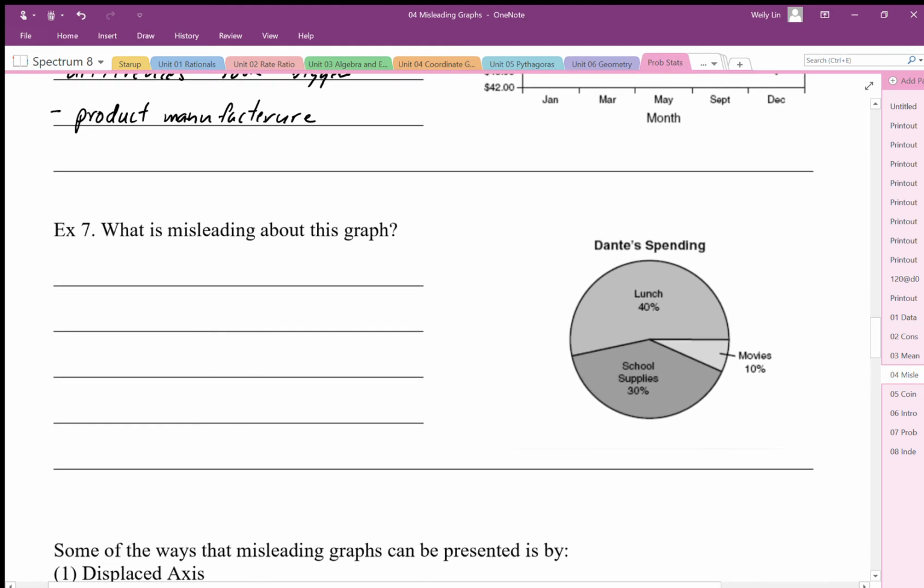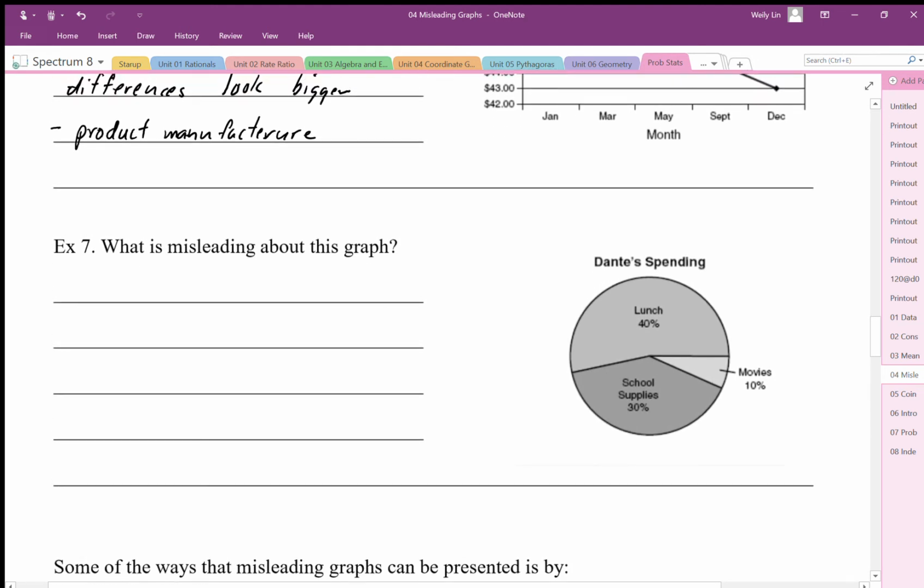this one here is a pie chart, and it looks like, whoa, Dante's spending a lot of money on lunch, and quite a bit on school supplies too. So what's misleading about this graph? Well, if we look at the actual percentages, this is only 80%. So the pie chart is not 100%.